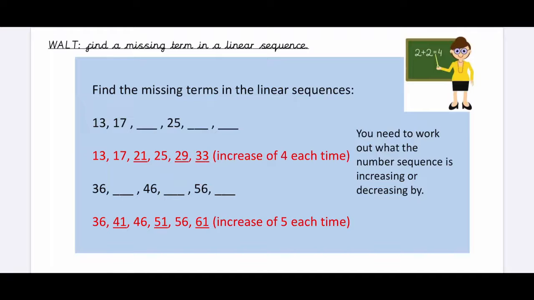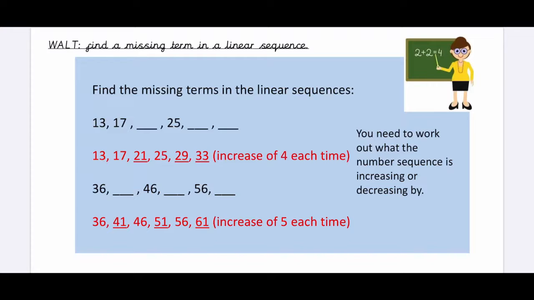Okay, so the next sequence is a little bit different. So it goes 36, something, 46, something, 56, something. Now this one is a little bit trickier because there are not two terms together that we already know. There's lots of gaps in here in different places. So we need to work out the difference, so the gap between two terms that we do know.